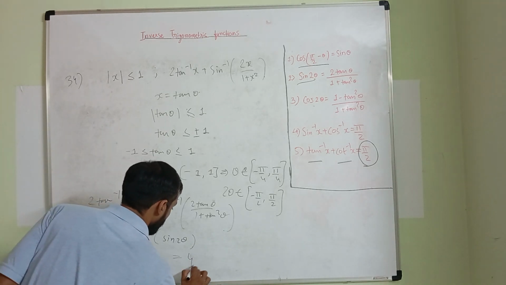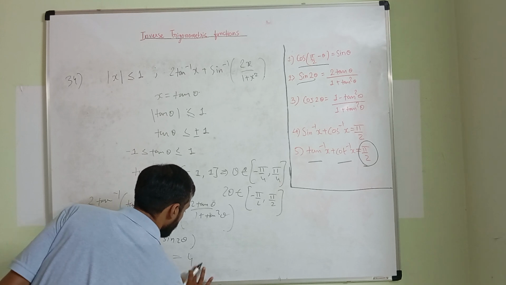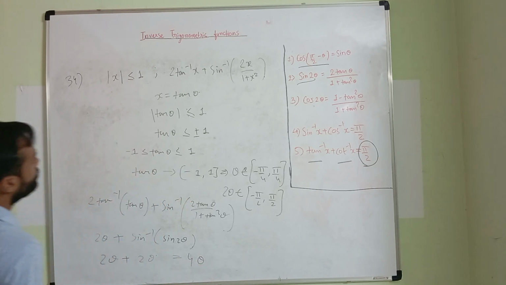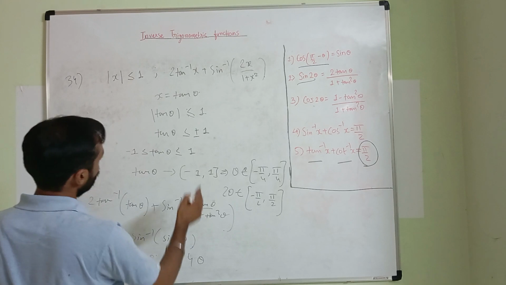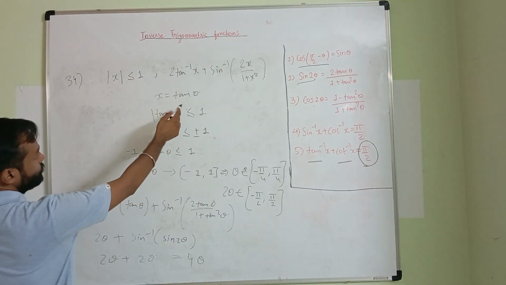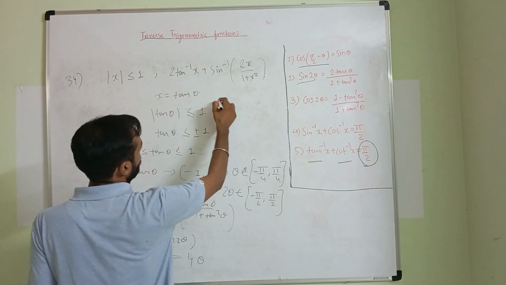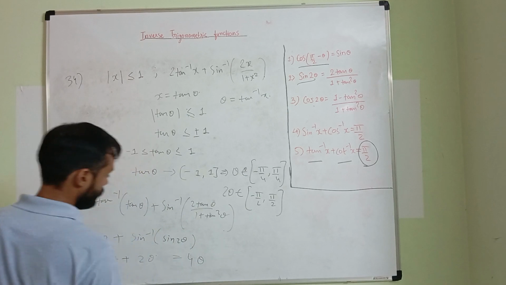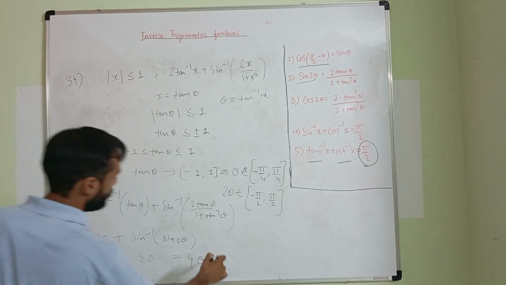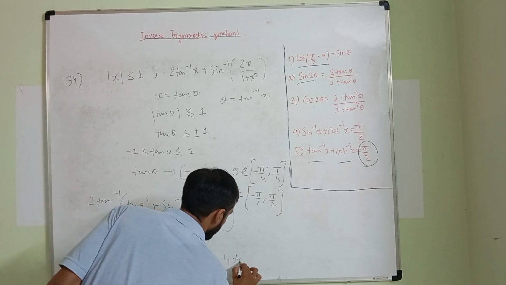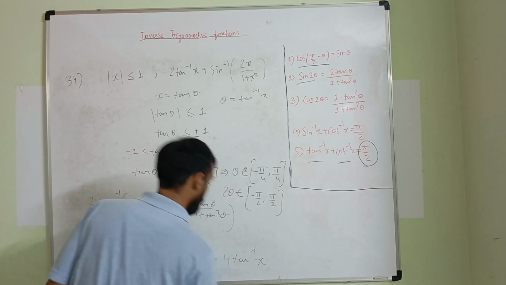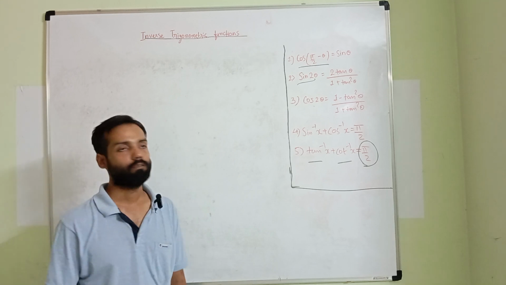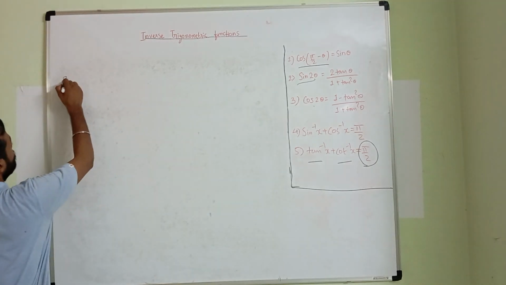Hence we can write 4 theta. And suppose x equals tan theta, so theta will be tan inverse of x. So in place of 4 theta, we can write 4 into tan inverse of x. Next is example number 36.